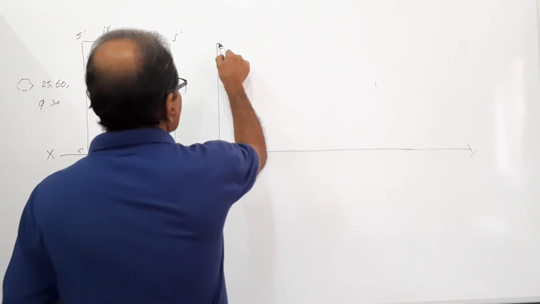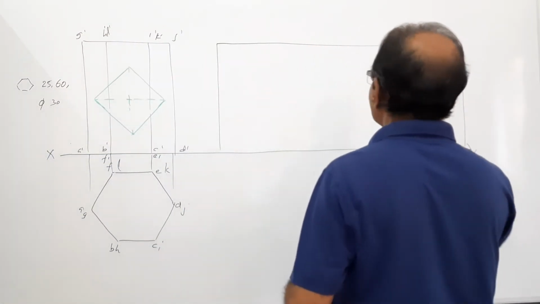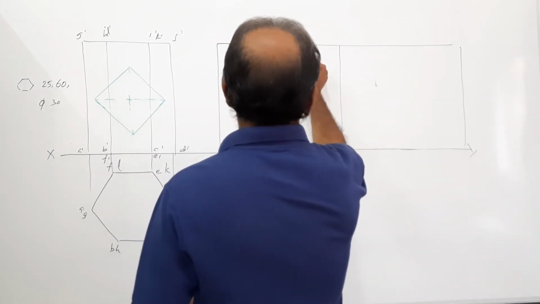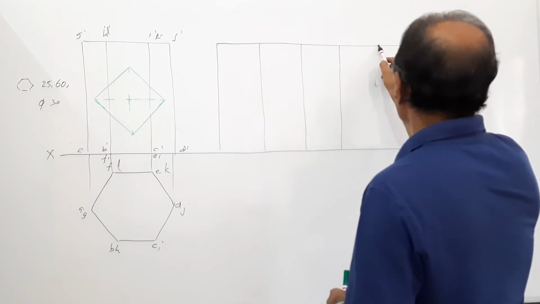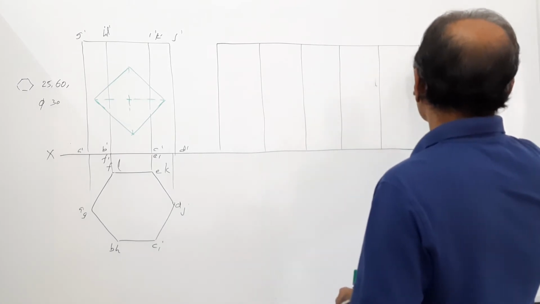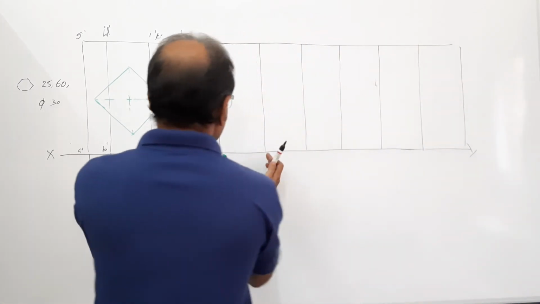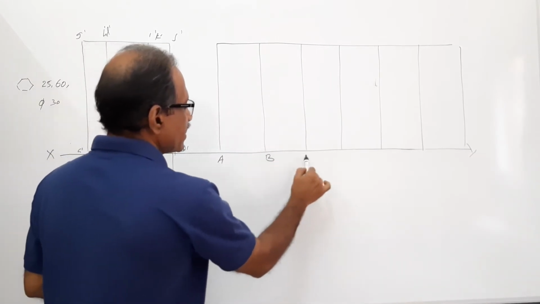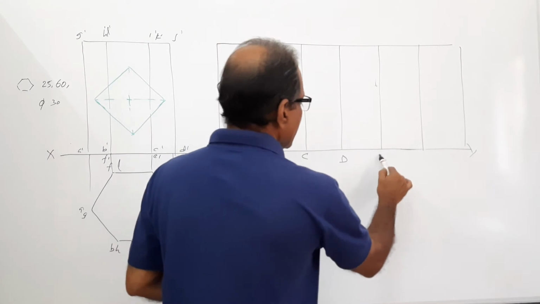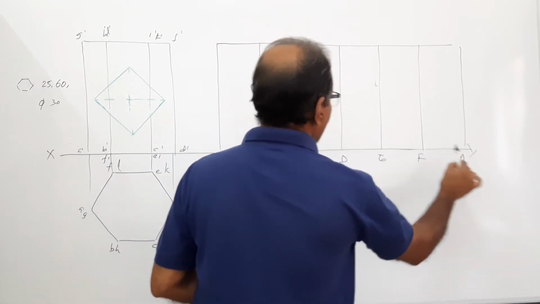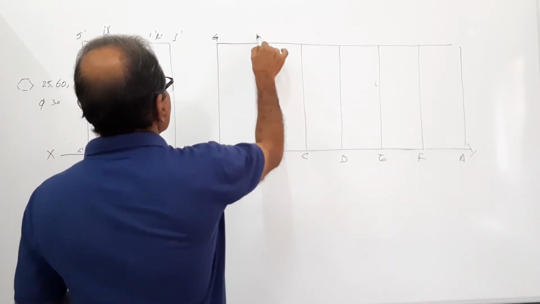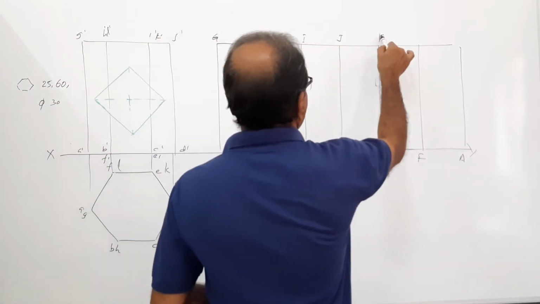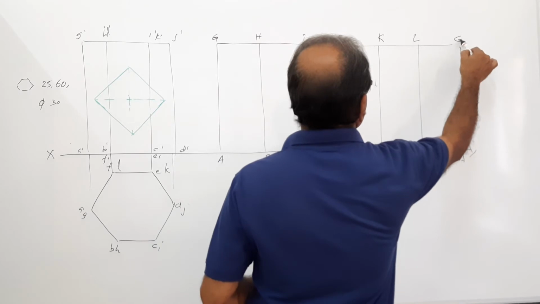Development of the prism is a long rectangle with six rectangles like this. Agreed? What is this? This is equal to the side, 25 mm. So this is A, B, C, D, E, F, A, G, H, I, J, K, L, G.